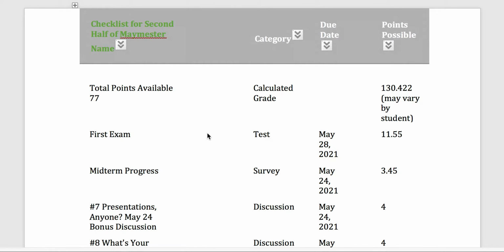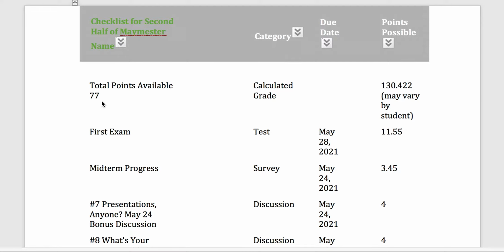This is our new checklist, which has 77 more points available. So in total, Blackboard sees 130.4, but in total there are really 135 points available so far. You don't need 135 points. You need 90 points to get an A grade.